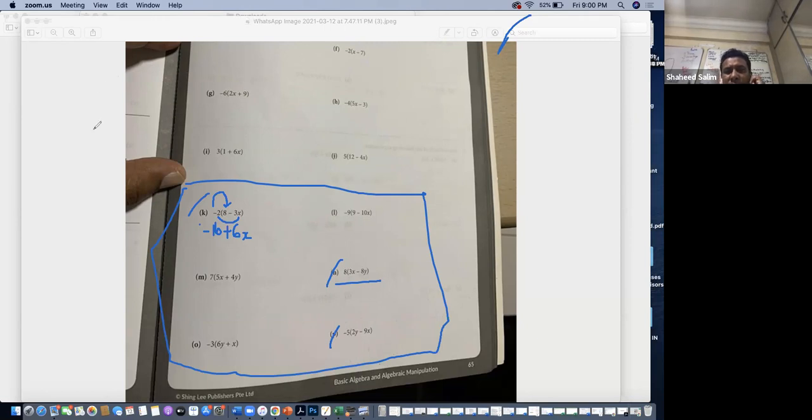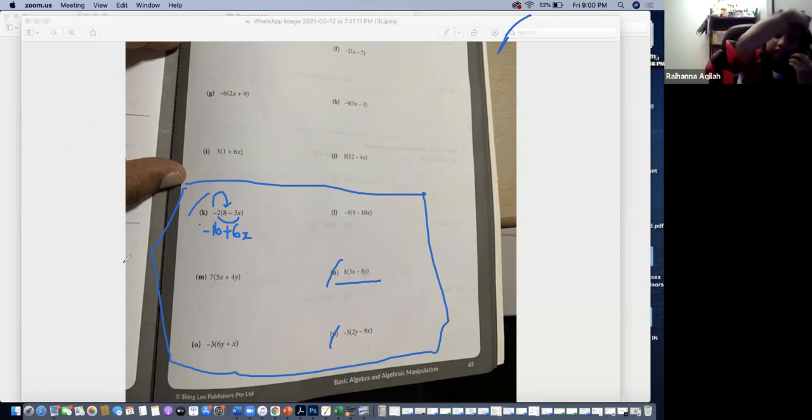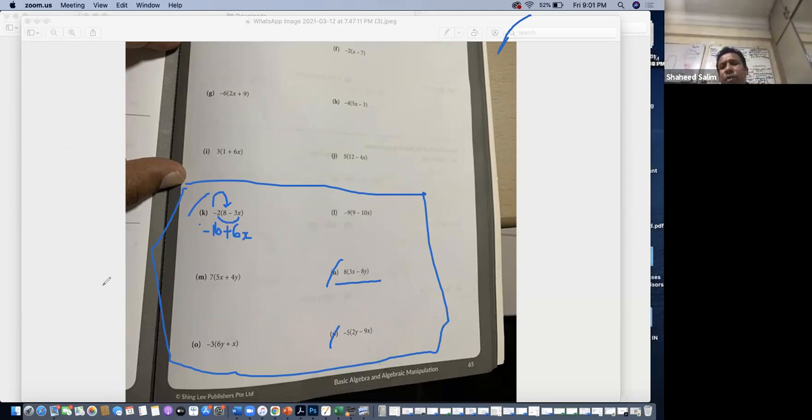Raihana, what's the answer for N? Do you know how to do it, Raihana? I got 24x minus 64y. That's the way, Raihana. That's the way. You can do this.